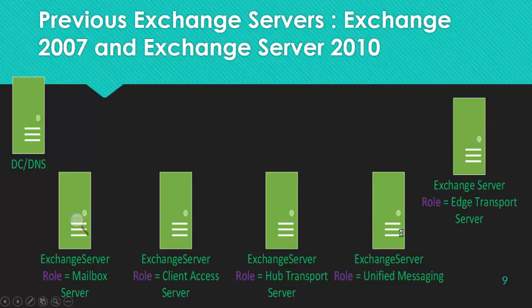But the Unified Messaging role was there and the Hub Transport Server role was there. So in an interview or in a production environment, if you see Exchange 2010 and 2013 or 2007 and 2013, you will see that 2007 has 5 roles and 2013 has still 3 roles. And if you don't deploy Edge Transport Server, then Exchange 2013 has just 2 roles, right? For Unified Messaging, you have to go for Skype for Business or Lync Server.